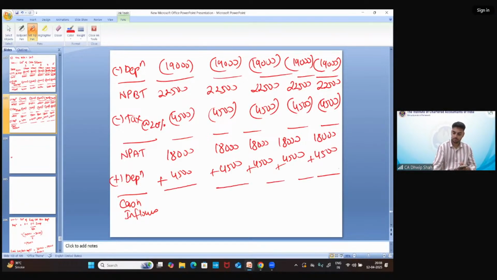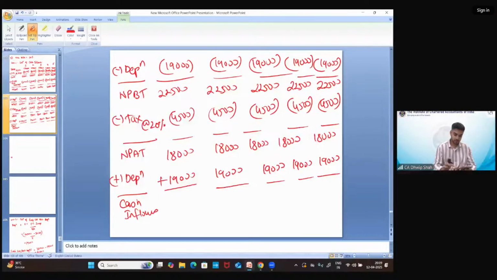So my cash inflows per year would be, oh sorry, depreciation is 19,000. This is the tax amount. Depreciation is 19,000. So my cash inflows per annum would be 37,000. Correct?